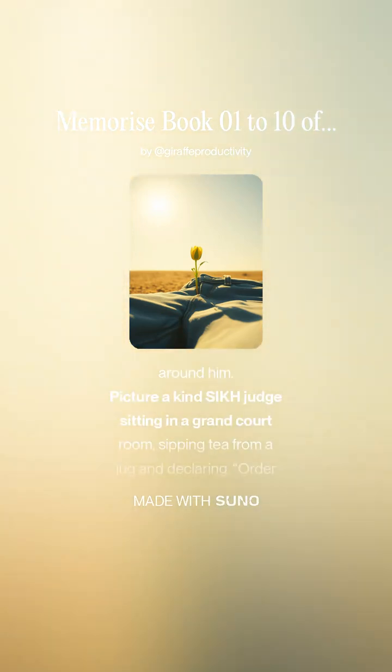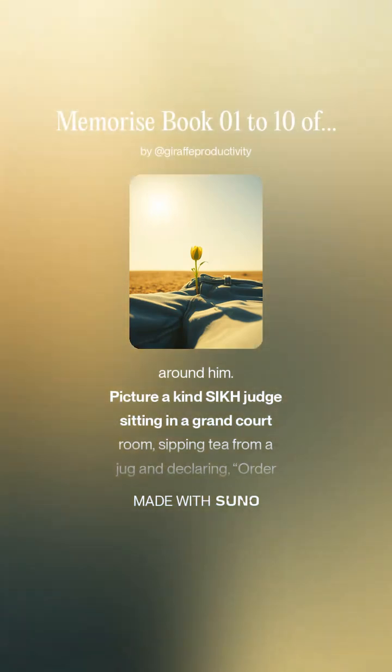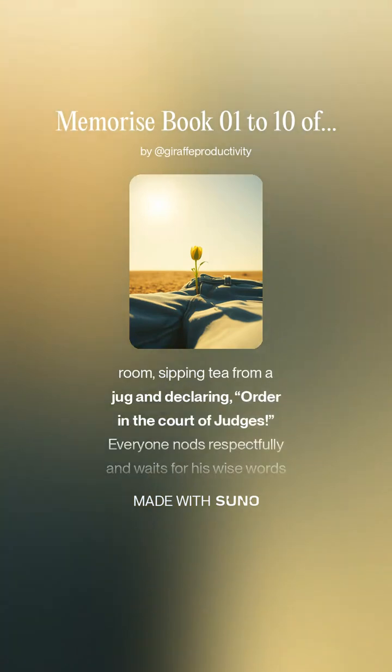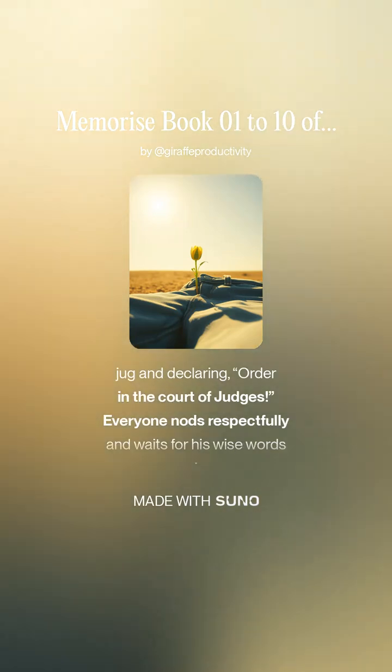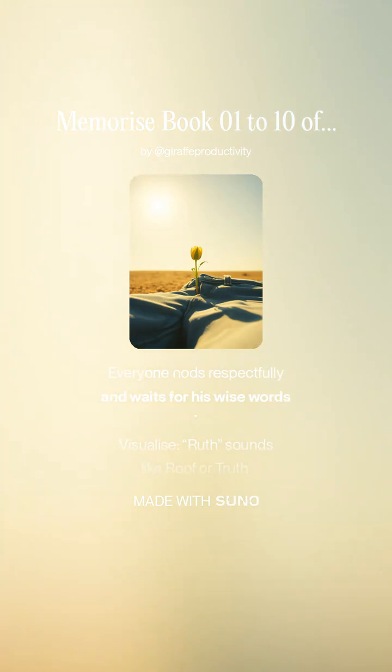Judges sounds like jug or jujube. Major system for 07: 0 is S or Z, 7 is K or G, so I chose sack for 07. Imagine a judge sitting in a grand courtroom, sipping tea from a jug and declaring, Order in the court. Everyone nods respectfully and waits for his wise words.